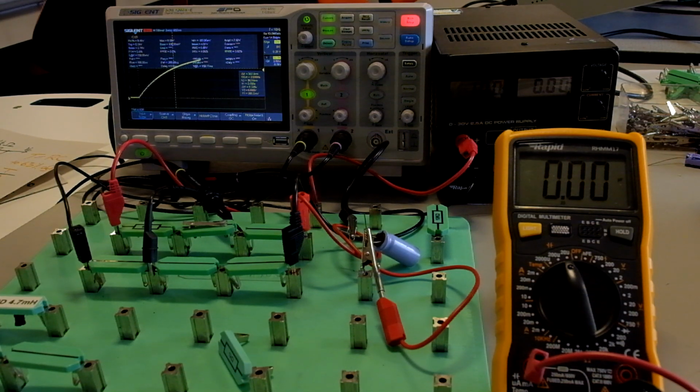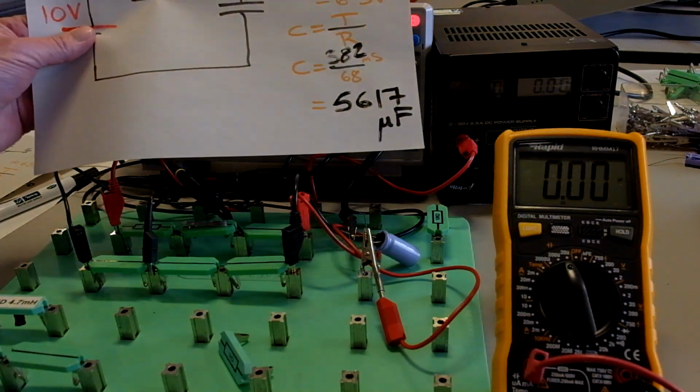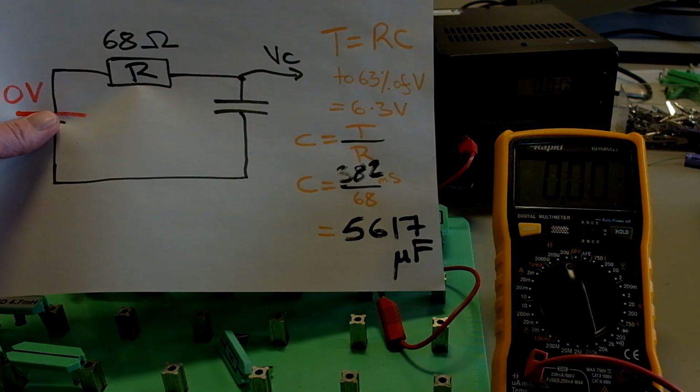If we do the calculation, 382 milliseconds divided by 68, which is the resistor value, we get a value of 5,617 microfarads. Do that calculation there.